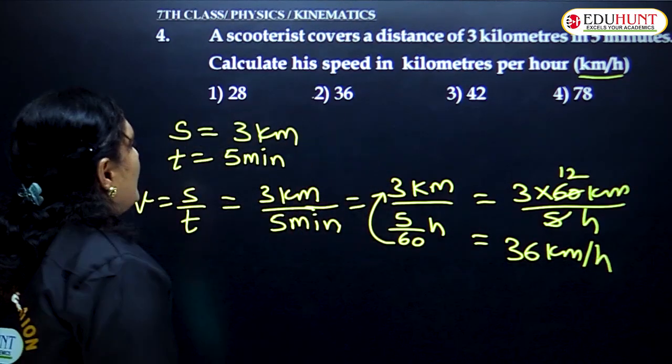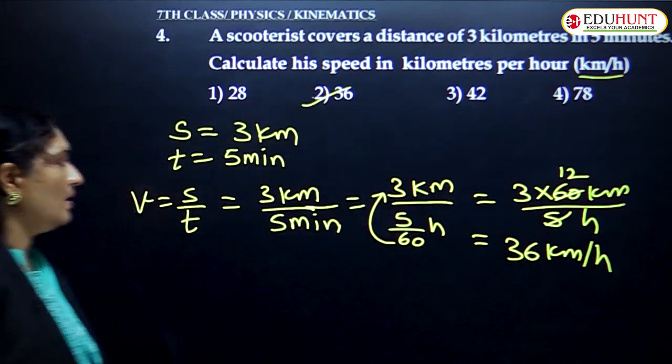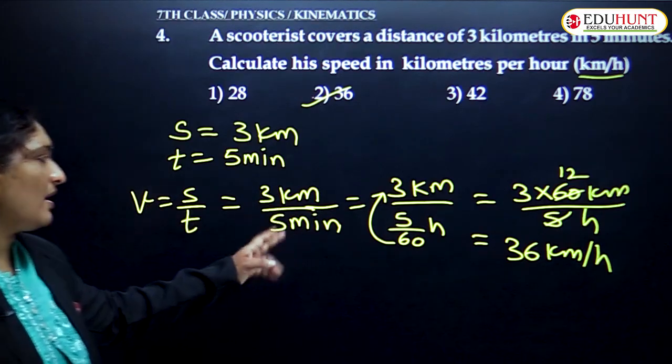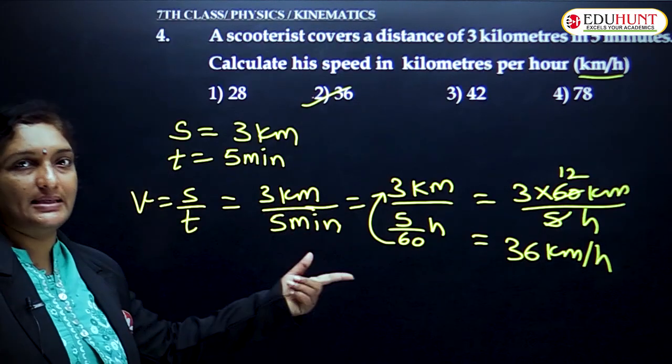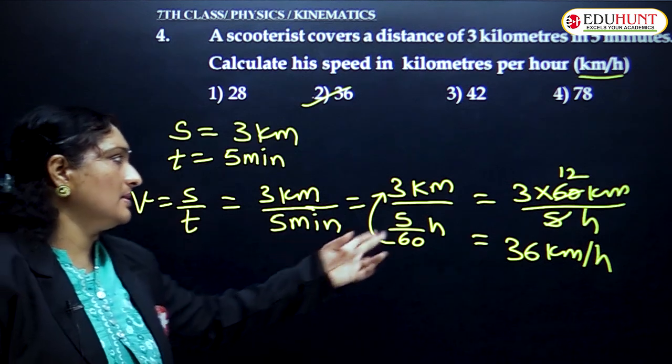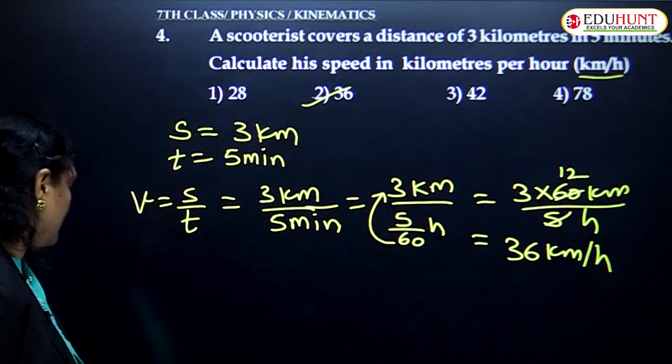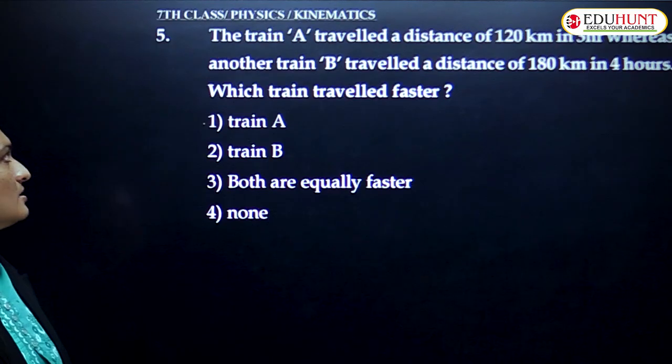So, where is the correct answer? Second option. Okay. So, speed equals distance by time. 3 kilometers by 5 minutes. 1 minute is 1 by 60. 5 minutes is 5 by 60. So, simplify, you get the answer as 36 kilometers per hour. Moving to the next question.